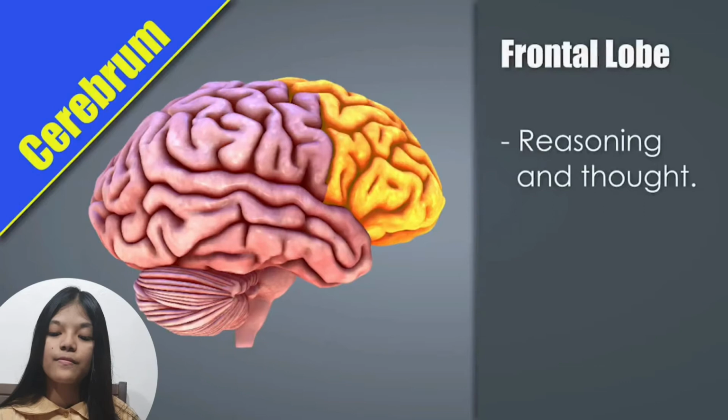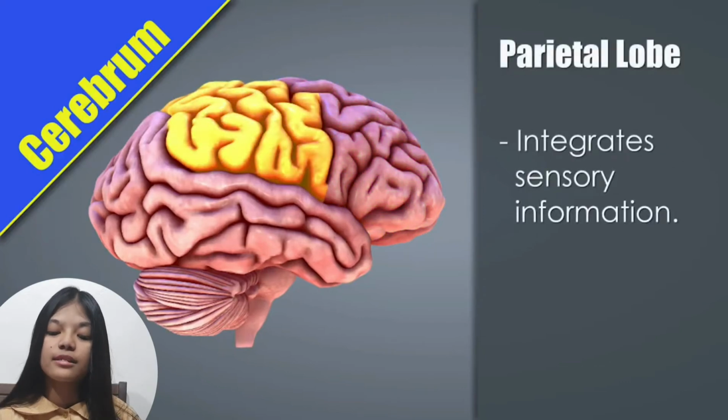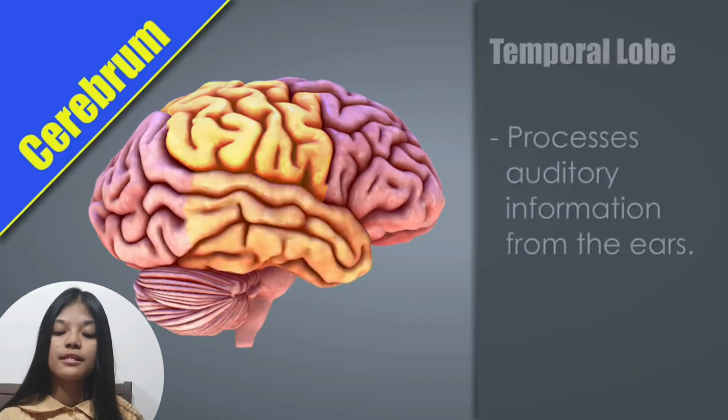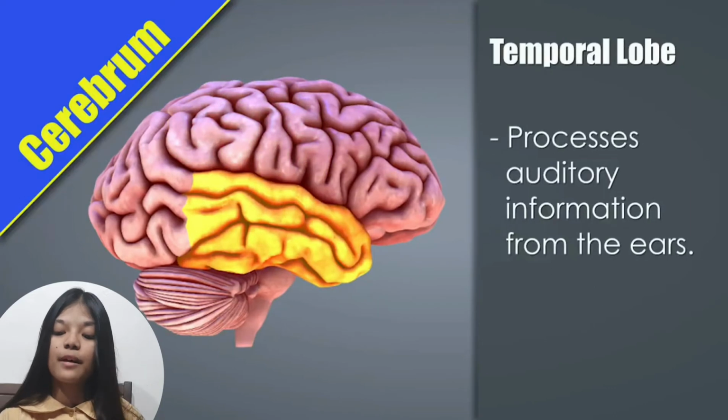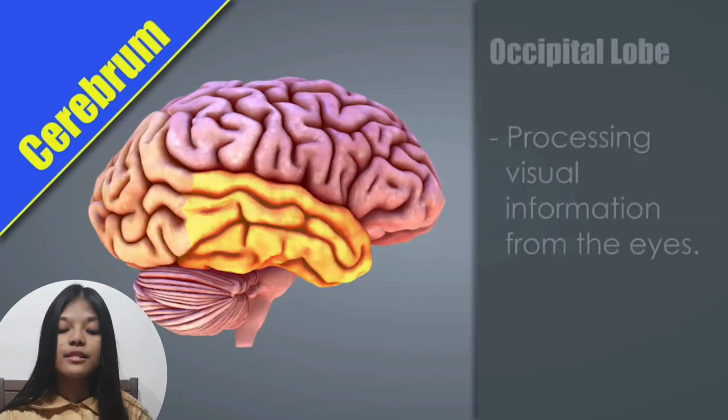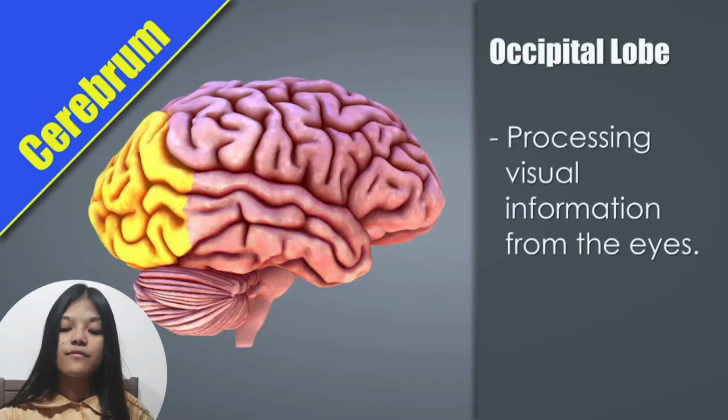The frontal lobe is responsible for reasoning and thought. The parietal lobe is responsible for integrating sensory information. The temporal lobe is responsible for processing auditory information from the ears. And the occipital lobe is responsible for processing visual information from the eyes.